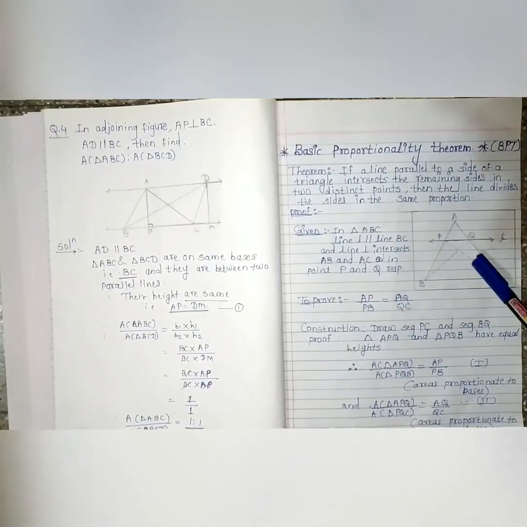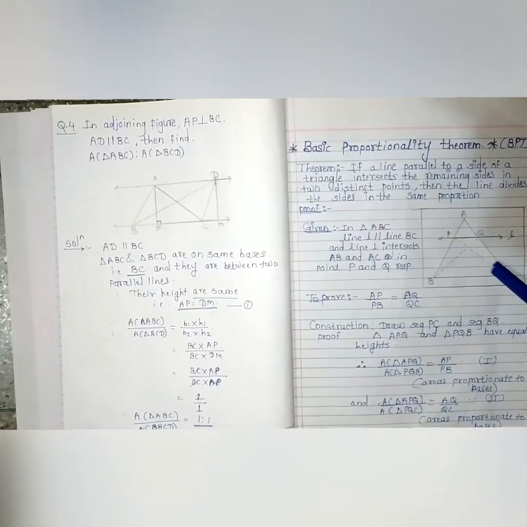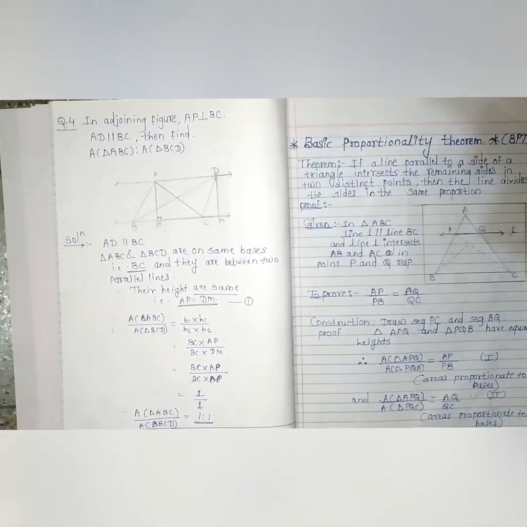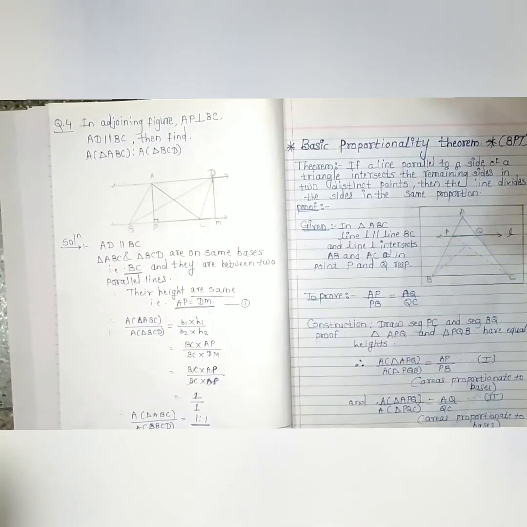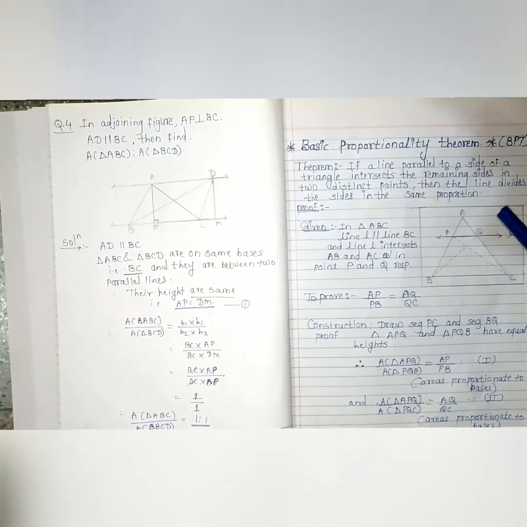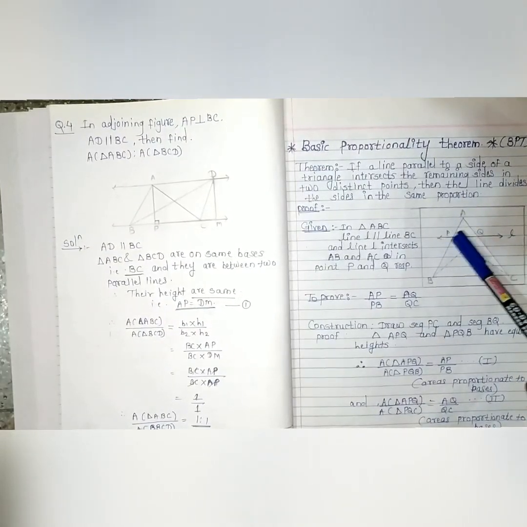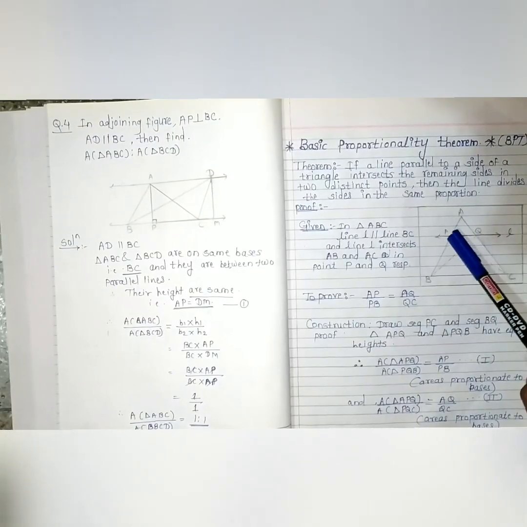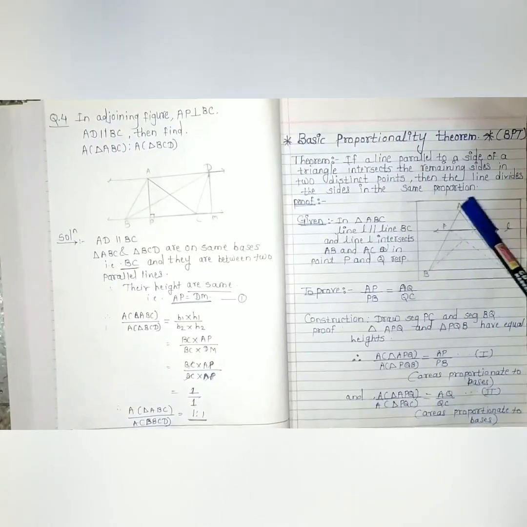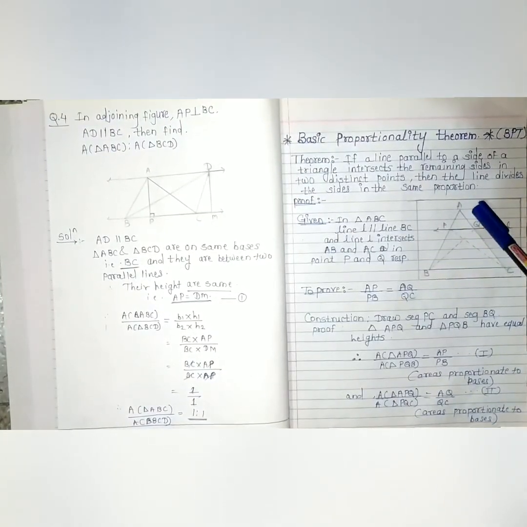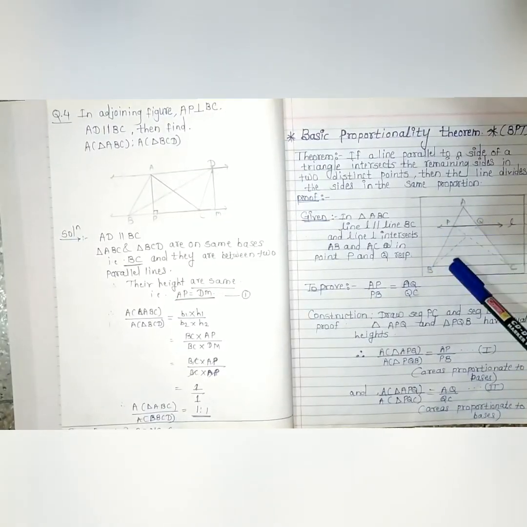What is the construction? Draw segment PC, meaning join the points P and C. And again draw the segment BQ, meaning join the points B and Q. Therefore, we get triangles. The first triangle is triangle APQ and the second triangle is triangle PQB. These two triangles, APQ and PQB, have equal height.